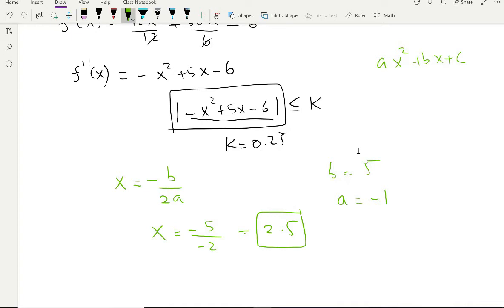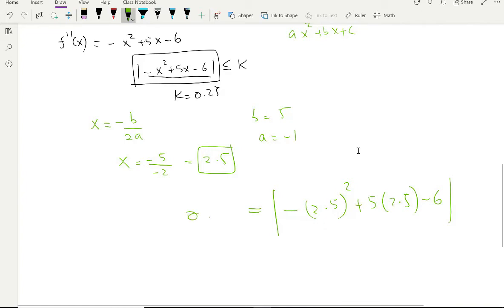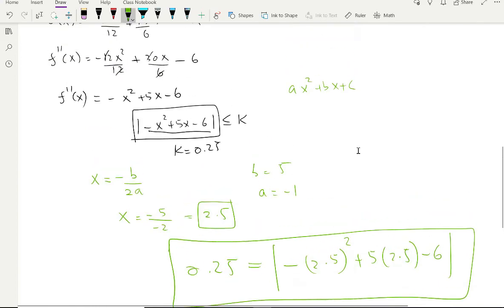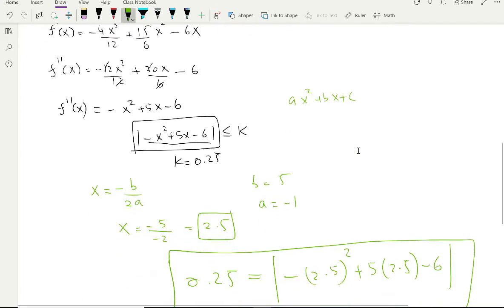Now the maximum occurs at x equal to 2.5. So what is the maximum value? How can you find it? Just substitute 2.5 into this function: negative 2.5 squared plus 5 times 2.5 minus 6. If you do that, you get 0.25. So that's how you would find the maximum of a parabolic function. If your original function gives a second derivative that is a parabolic function, then this is how you would solve the problem. This is how you would get k.